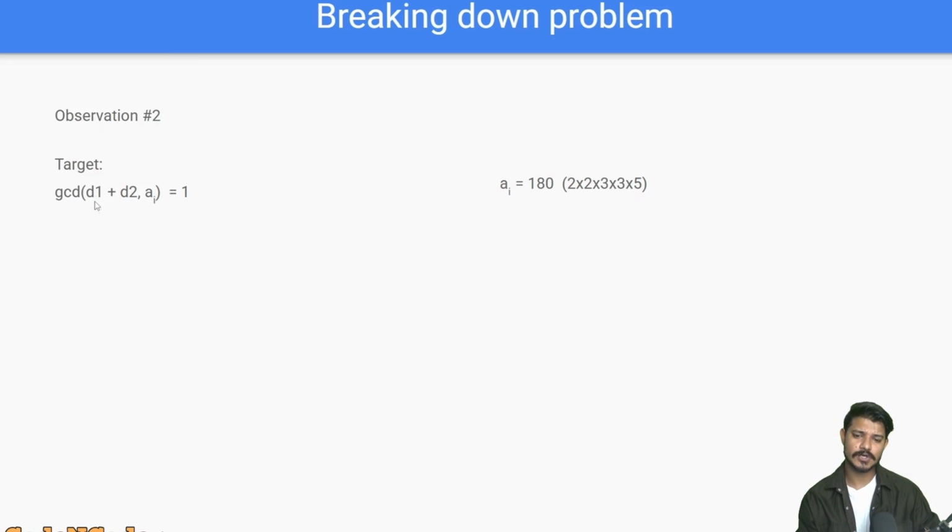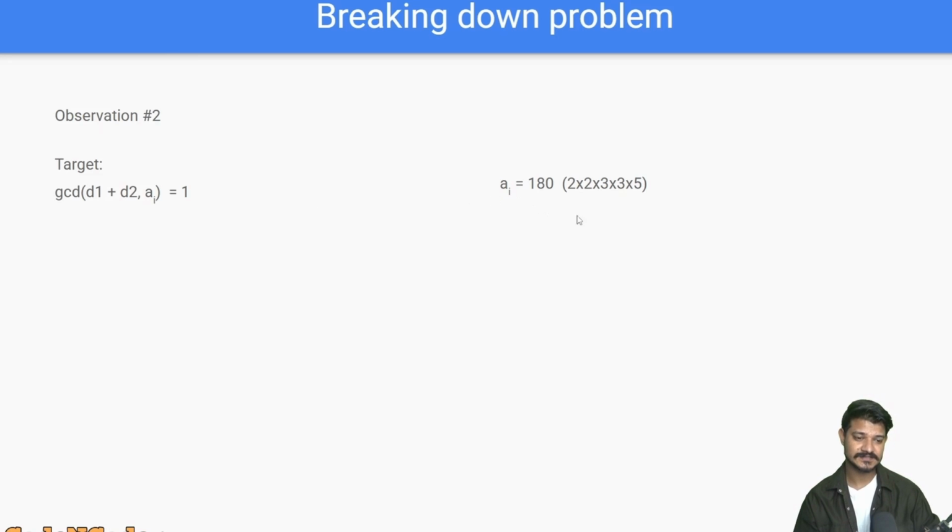How can I make sure that D1, D2, and AI do not share anything? We won't talk about any other prime, only the primes which are inside AI, right? Because only these could be common if we don't pick D1 and D2 carefully, right? Since 7 is not here, 7 can never be common among these three, right? So we only talk about the primes which are present in AI.